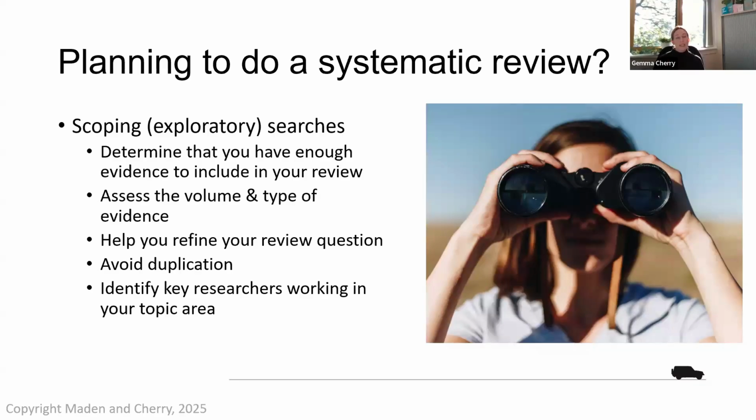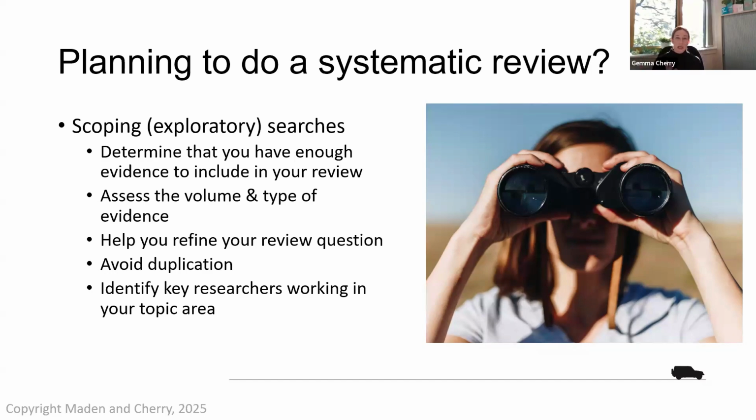to assess the volume and type of evidence, to help you see what's been done before in terms of systematic reviews, but also empirical research, to help you refine your review question, make sure you're not duplicating anyone else's work, and identify key researchers working in your area. So scoping searches are the first sort of searches that you'll do. And they can be rough and ready.